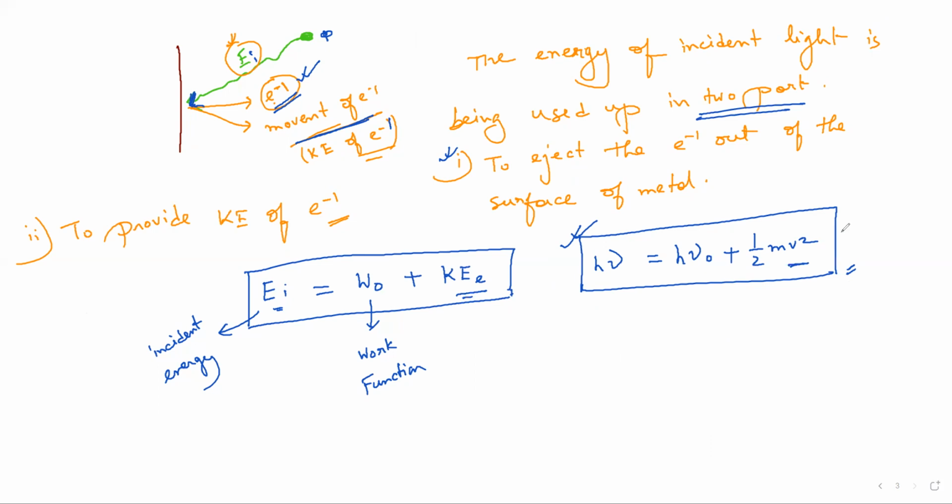Okay. Next is, what is the condition for photoelectric effect to take place? Just write down this equation again: h nu equals h nu naught plus half mv square. Very important mathematical formula. Next, condition for photoelectric effect to take place.